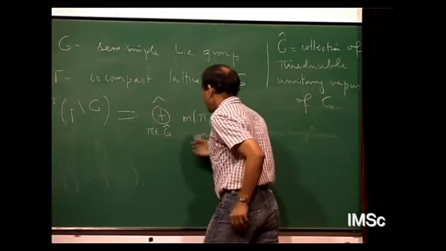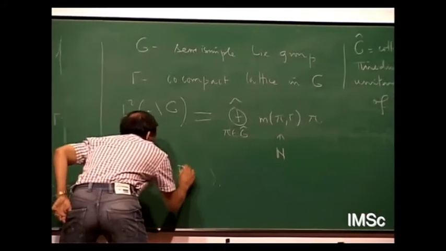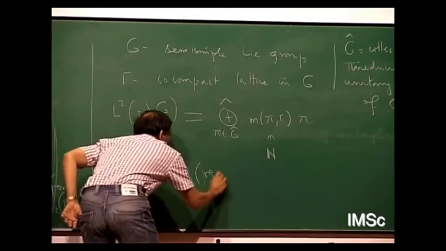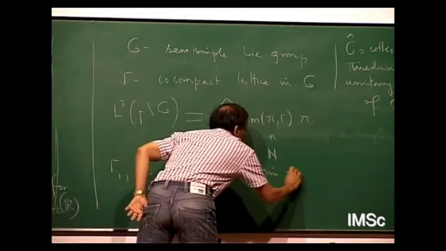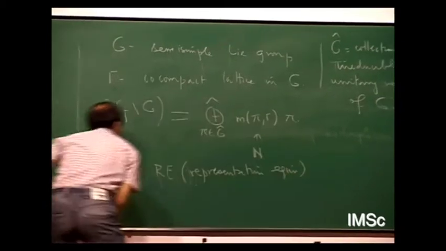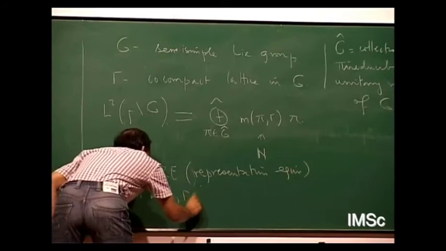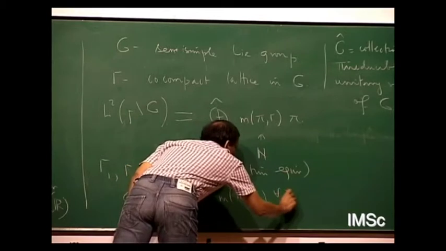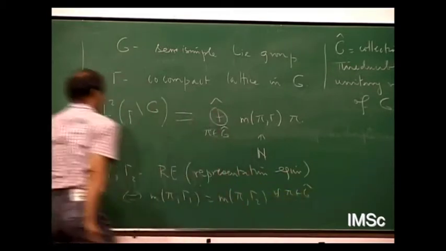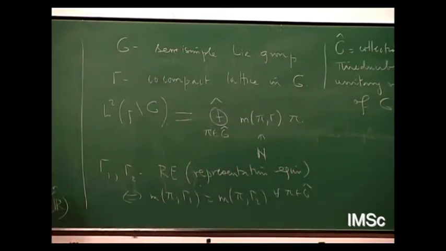You say that two lattices gamma 1 and gamma 2 are representation equivalent, the analog of isospectrality, if m_pi(gamma 1) equals m_pi(gamma 2) for all pi in G hat. And the question of strong multiplicity 1 in this context is the following theorem.